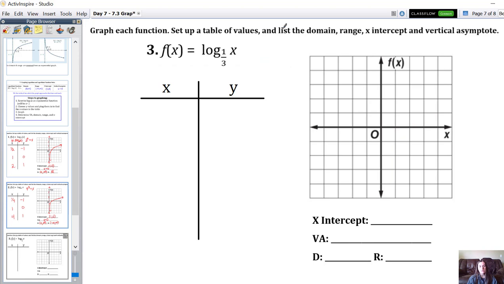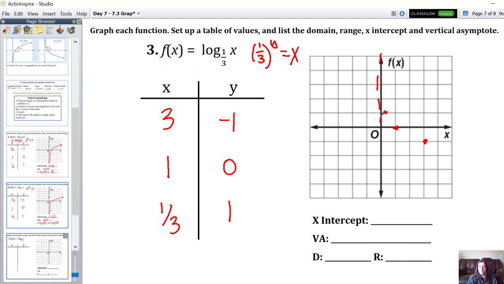Finally, we have f of x equals log base 1/3 of x. My base is 1/3 to the power of y equal to x. I'm going to keep those same y values, -1, 0, and 1. 1/3 to the -1 is 3, to the 0 is 1, to the 1 is 1/3, or 0.3333, repeating forever and ever. We have the points (3, -1), (1, 0), and (1/3, 1).